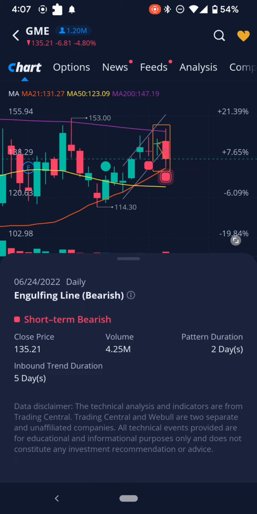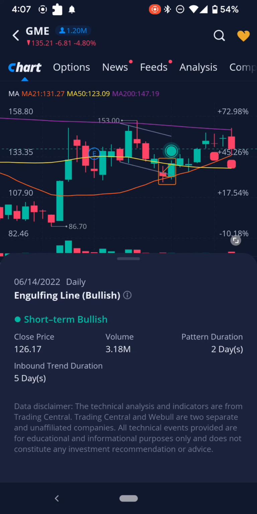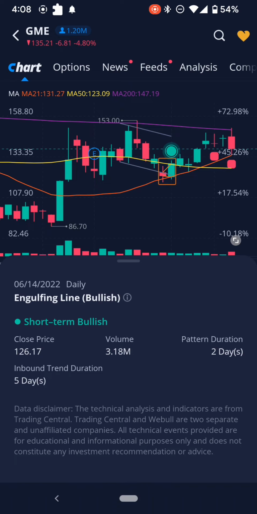So they're seeing an engulfing candle, basically a big-bodied red candle, which is bearish, that's larger than the candle body prior. Down there it says pattern duration 2 days, and then inbound trend duration, saying it could last for 5 days, and it took 2 days to see that. And on this one, same deal, another engulfing candle, but to the bullish side, showing how long it'll last and how long it took to come up with that TA.